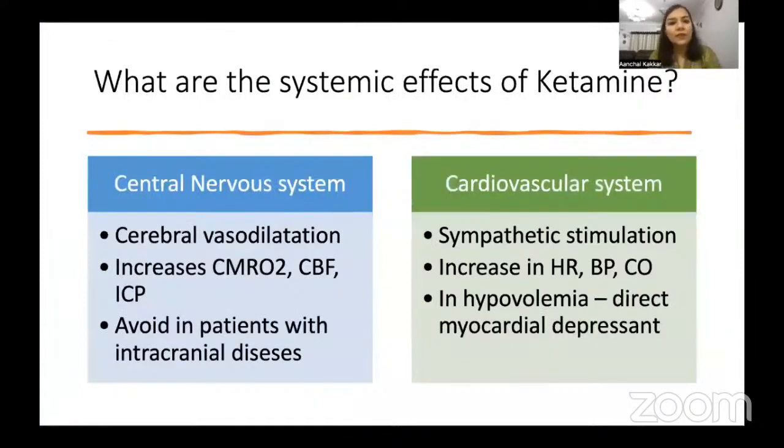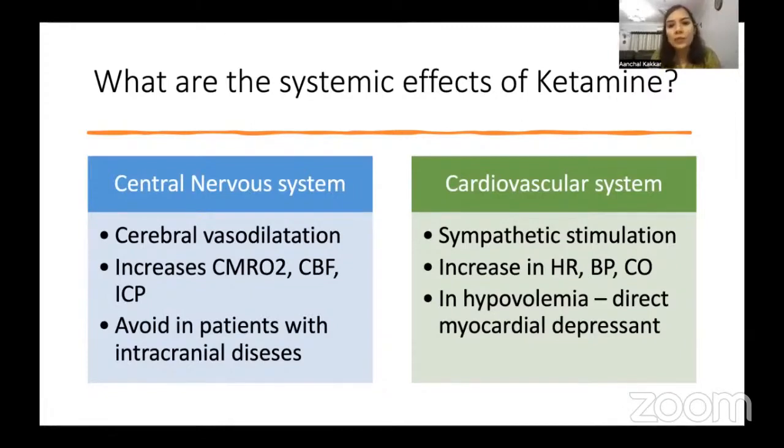So what are the systemic effects of ketamine? In the central nervous system, it causes cerebral vasodilatation. It increases the oxygen consumption. It increases the cerebral blood flow. It increases the intracranial pressure. So it is relatively avoided in patients who have intracranial diseases.